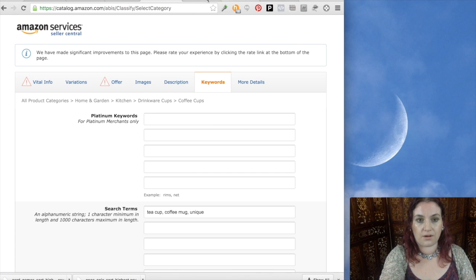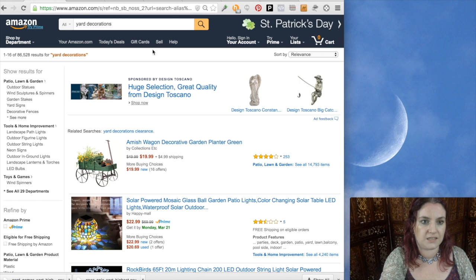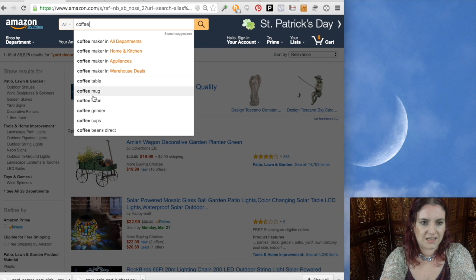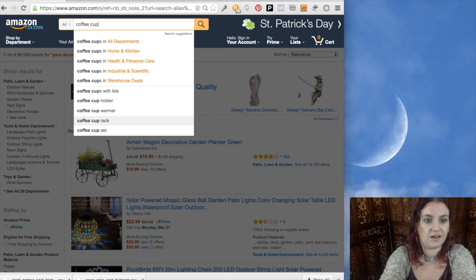Another tool, I'm going to show you a free tool that I think is awesome, and it's Uber Suggest. And I'm going to show you a trick here. So let's say we have coffee and we go back to Amazon and we do a search for coffee on Amazon. This actually tells you some of the most popular searches. Like this already gives you a hint as to what people are looking for. Coffee mug, coffee cups. And you can actually go coffee C and it gives you all these words: creamer, carafe, container, canister. Suddenly we start getting all these cup words. Boom! Like, this is really powerful.